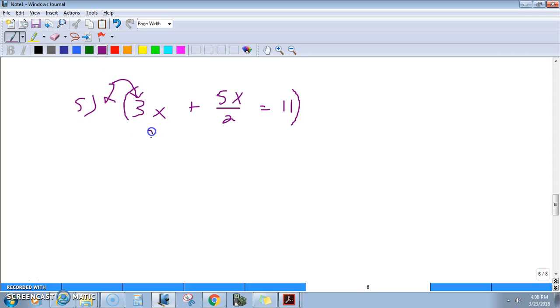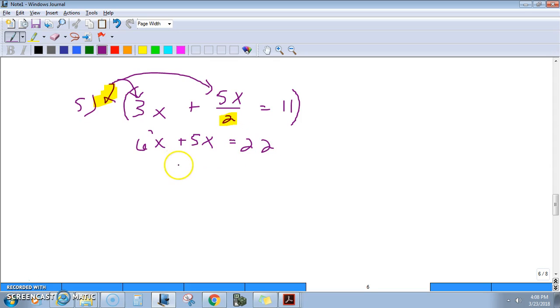2 times 3x gives us 6x, okay? Remember, if I do the same thing to each value, I'm not changing it. And then 2 times 5x over 2, all that happens there is that the 2's cancel out. So we have 5x stays the same. This 2 and this 2 cancel out right there, and that's why we just have 5x. So that's what I originally wanted to do, just get rid of that denominator. That is equal to 22.